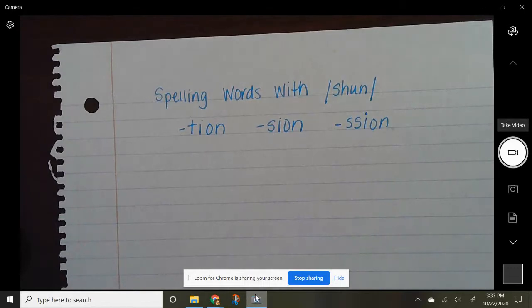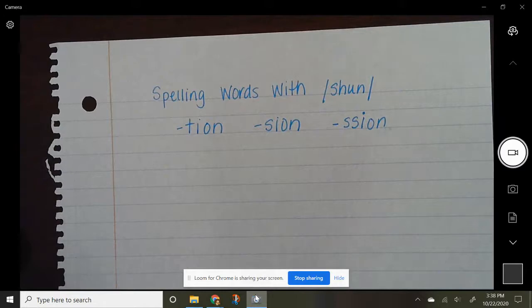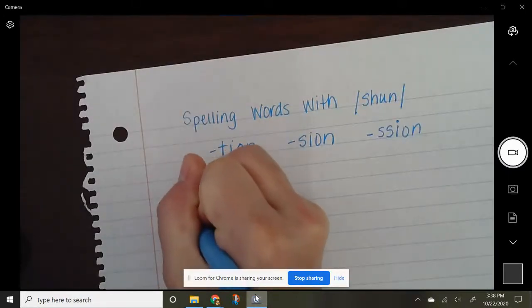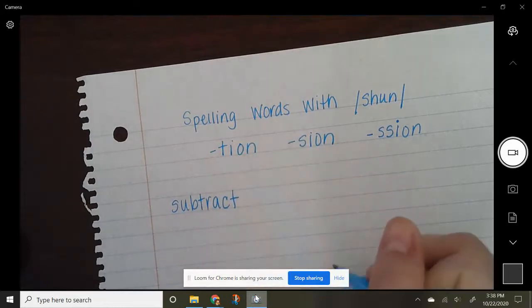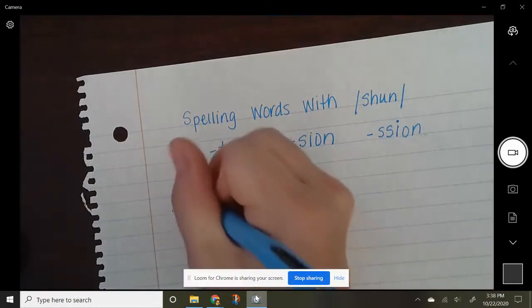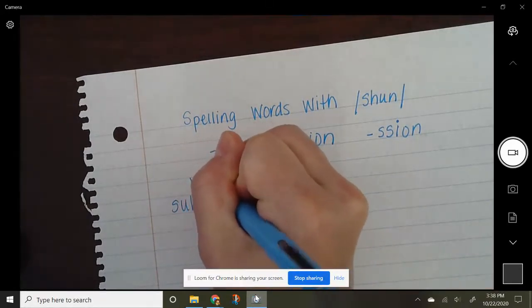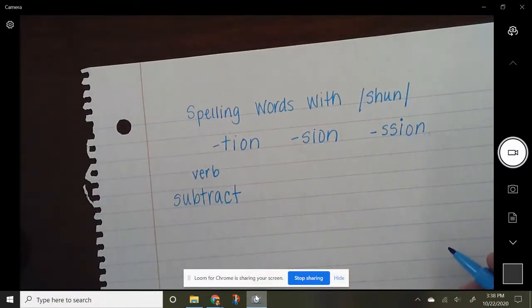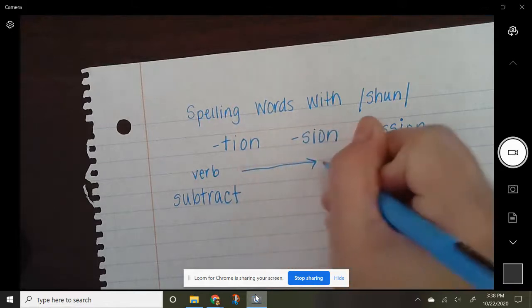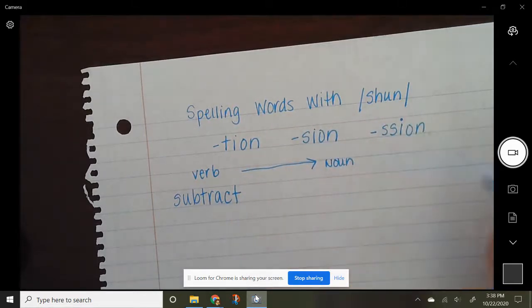All right. We are going to change the word subtract into subtraction. So subtract is our verb. And actually, this is probably going to be showing up somewhere. How do you change a verb to a noun? Well, here's how you do it. One way, at least. I can change this to subtraction by adding the ion.